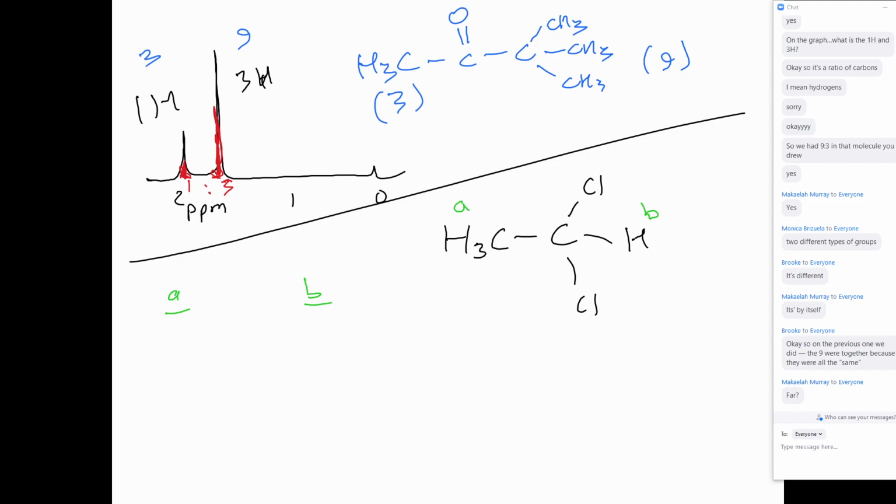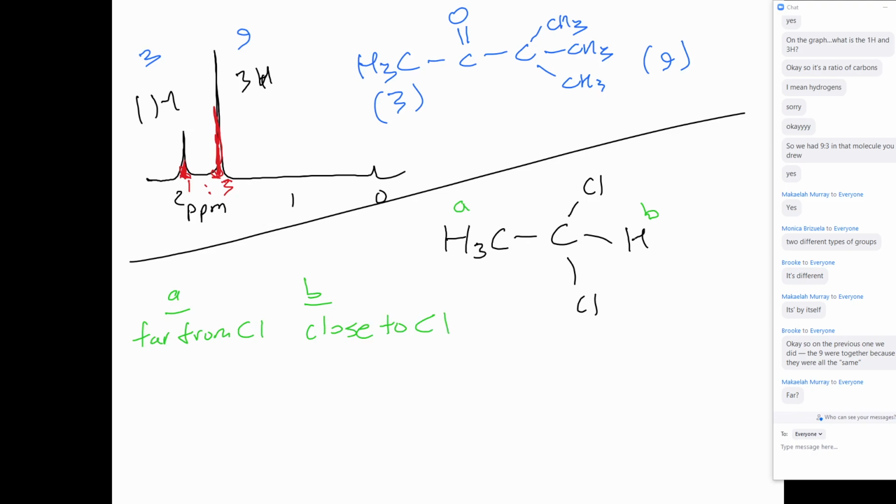Yes, 9 together, all because they were all equivalent. So 1 to 3 really, because I now have more information, was actually 3 to 9, but it always gives me the lowest common ratio. And A, exactly, A is far from Cl, B is close to Cl.